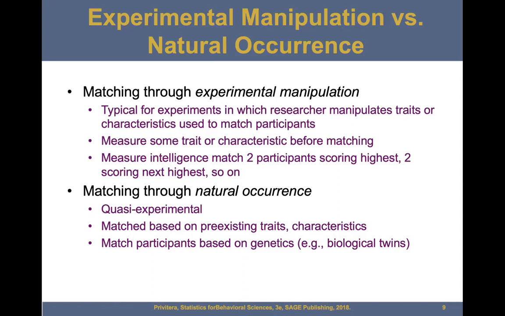Or natural occurrence, quasi-experimental, matched on pre-existing traits or characteristics, for example, biological twins, genetic matches. That becomes quasi-experimental because we can't really change their biology because they're twins, versus experimental where we would look at like highest, second highest intelligence and match those pairs.